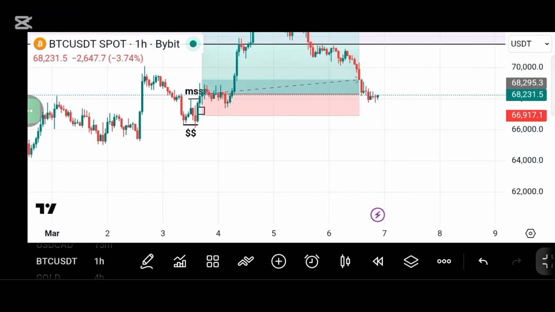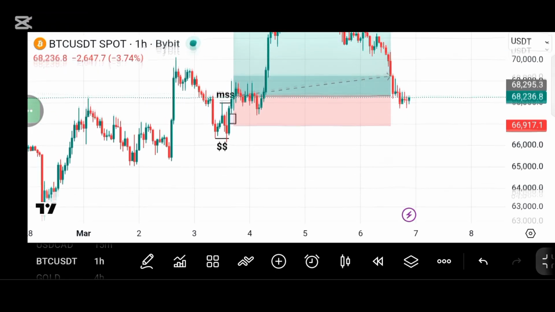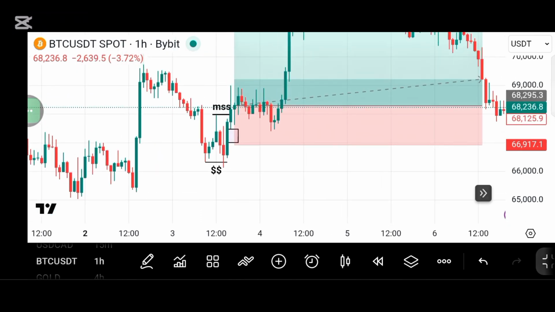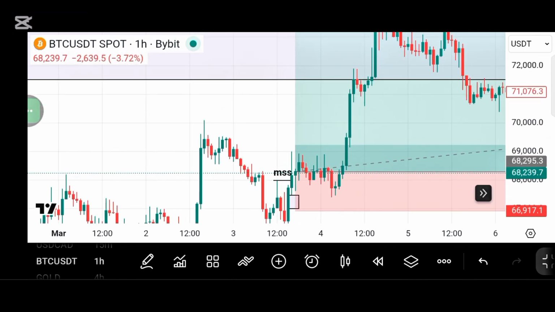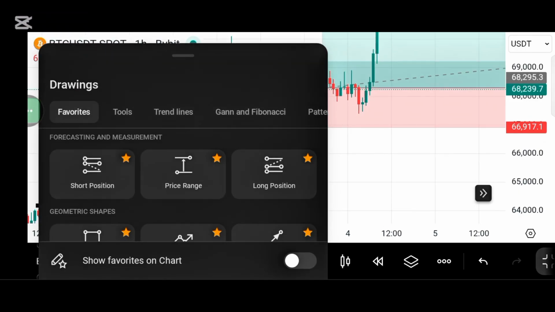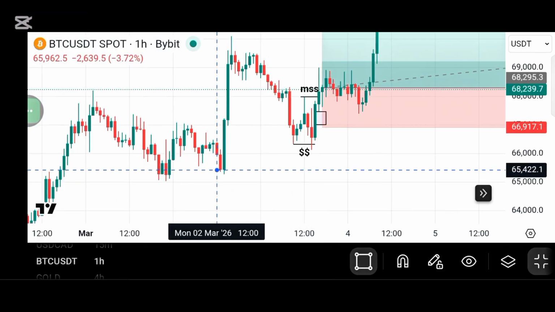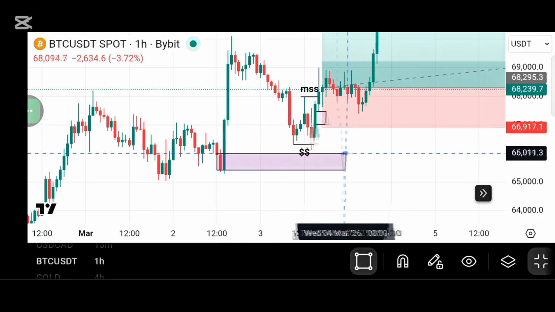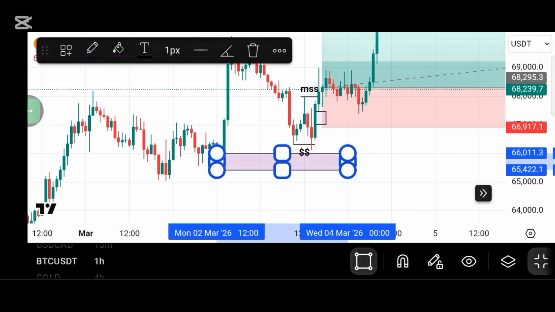Now this is it here. Just like I said, the slightest wick is enough for mitigation. So this is one of my A plus set of trade. This is the 1 hour order block here. Price did not mitigate the 1 hour order block. Instead, it mitigated this fair value gap.